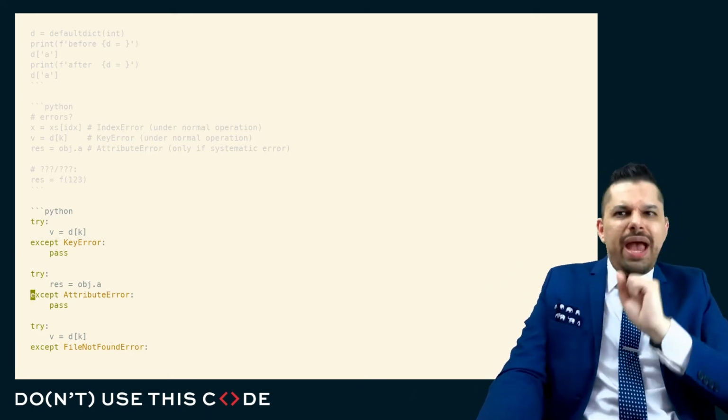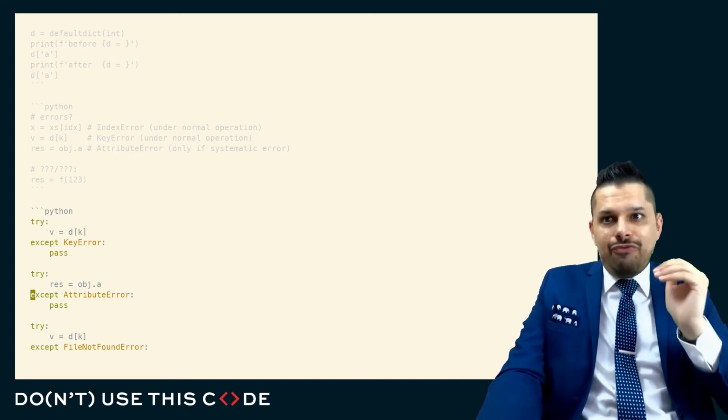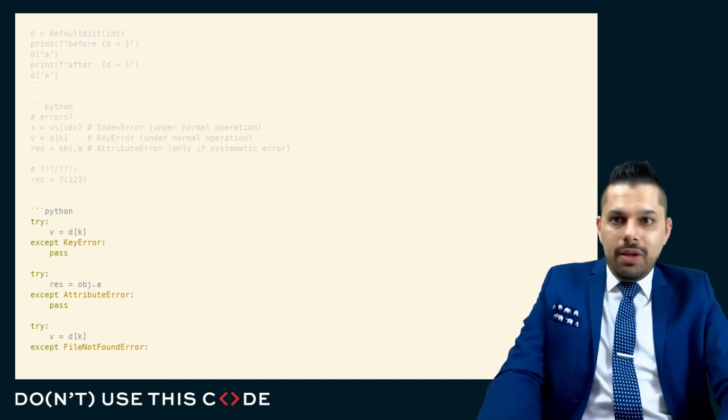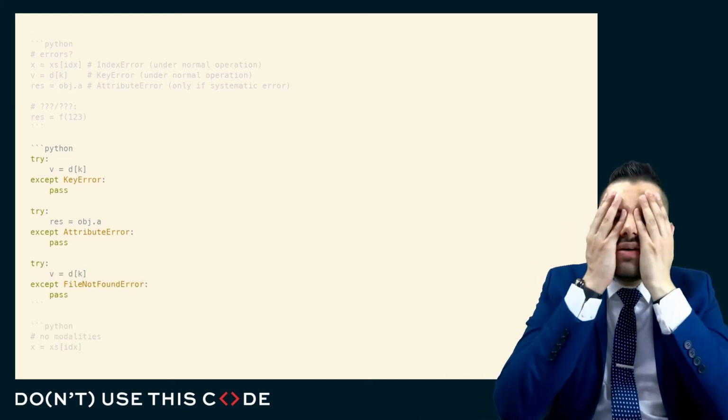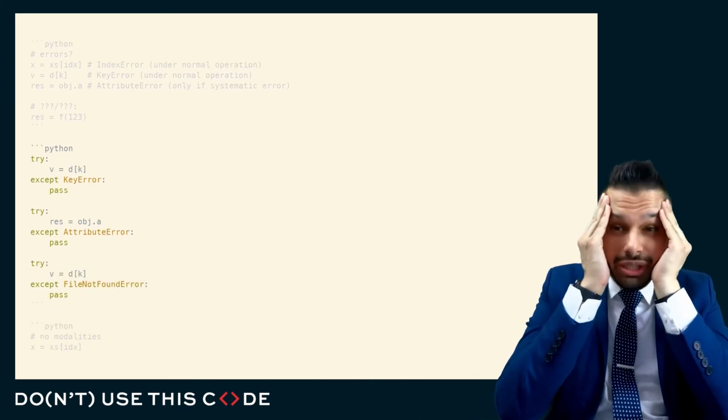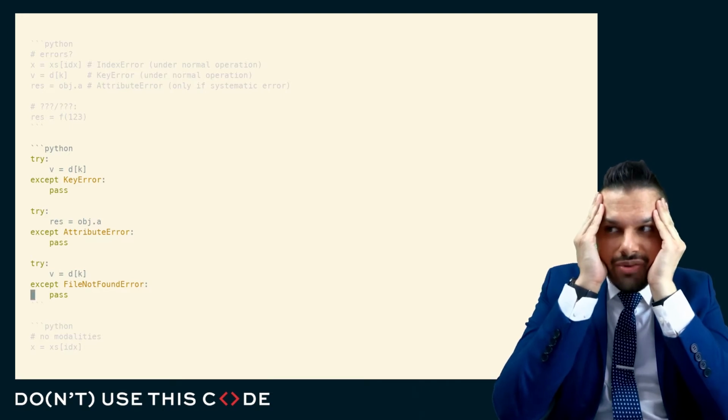You don't usually do try except for attribute error every time you do an attribute lookup. Oh my goodness, it would make your code so noisy. And if you saw some code like this, you'd be like, oh my goodness, how on earth did a dictionary lookup turn into a file not found error? That is absolutely the most bizarre thing.